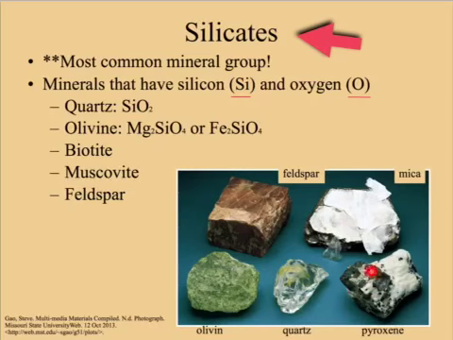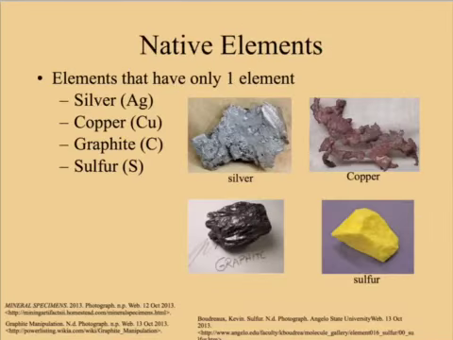Pyroxene is the dark mineral here. Here's an example of quartz that has fracture. And olivine is typically a dark green mineral. Native elements only have one element in their chemical formula, in other words, one capital letter. So some examples are silver, Ag, copper, Cu, graphite, which is just carbon, and sulfur, which is just sulfur.